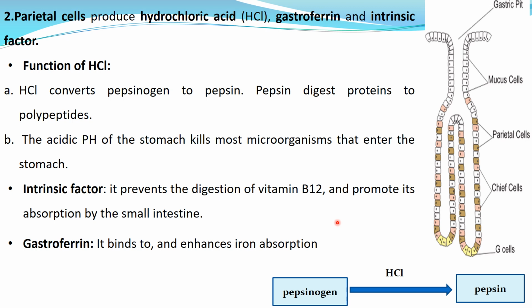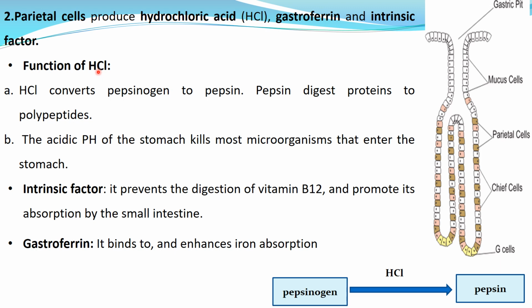So the second type of gastric cells is called the parietal cell. The parietal cell is responsible for the secretion of three main types of agents or chemicals. The first one is hydrochloric acid, HCl. The second one is gastroferrin, and the third one is the intrinsic factor.